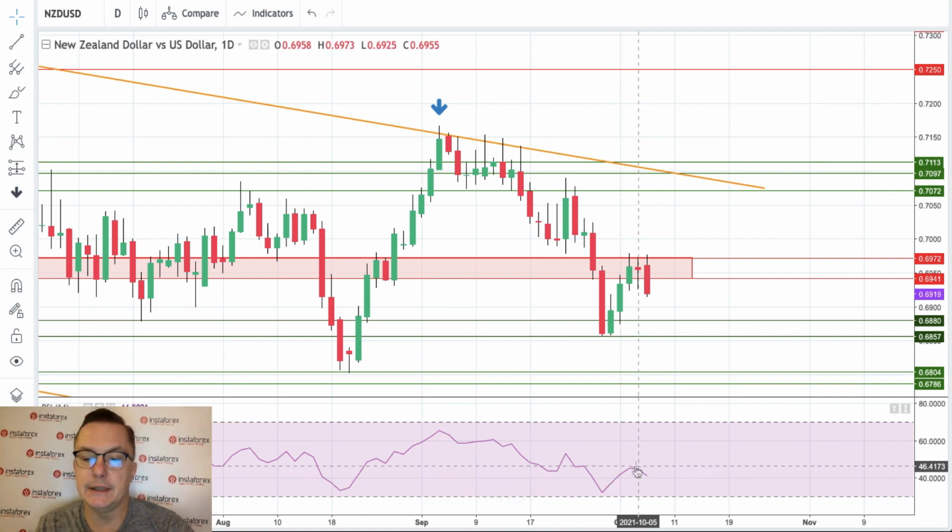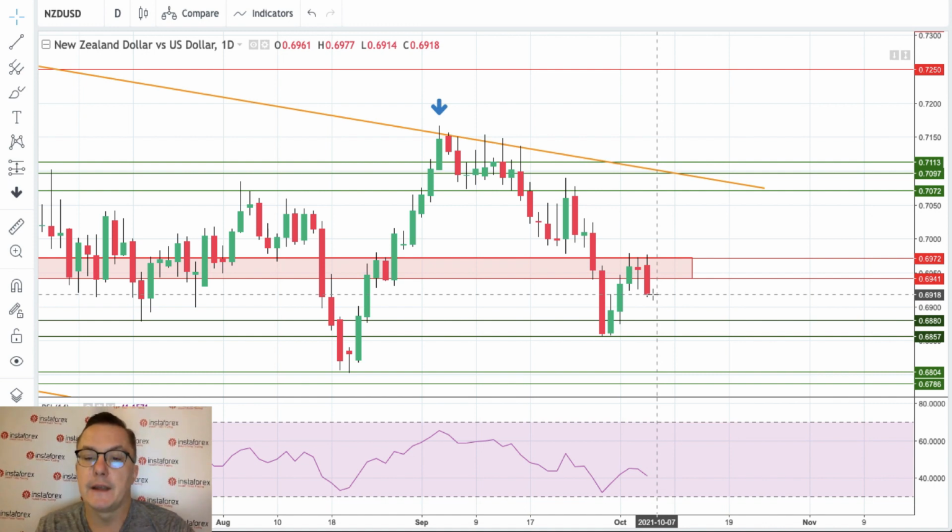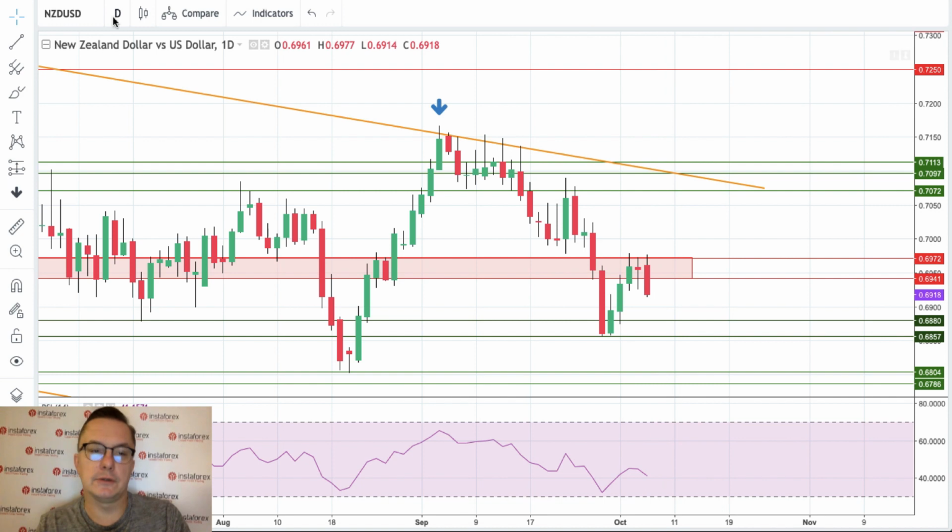The market's condition, as you can see, bounced from the oversold level somewhere here, when the price hit the supply zone. The RSI didn't break above the level of 50, which is of course the neutral level on the RSI. And right now the RSI is reversing lower, which means the momentum behind the down move might be increasing. Traders are selling the New Zealand dollar and are buying the US dollar. So a very interesting situation on the New Zealand dollar.